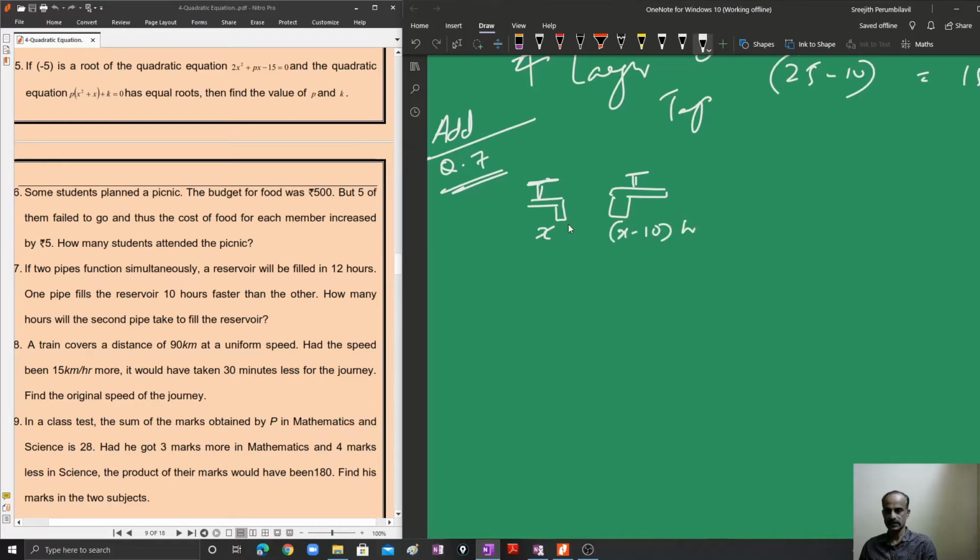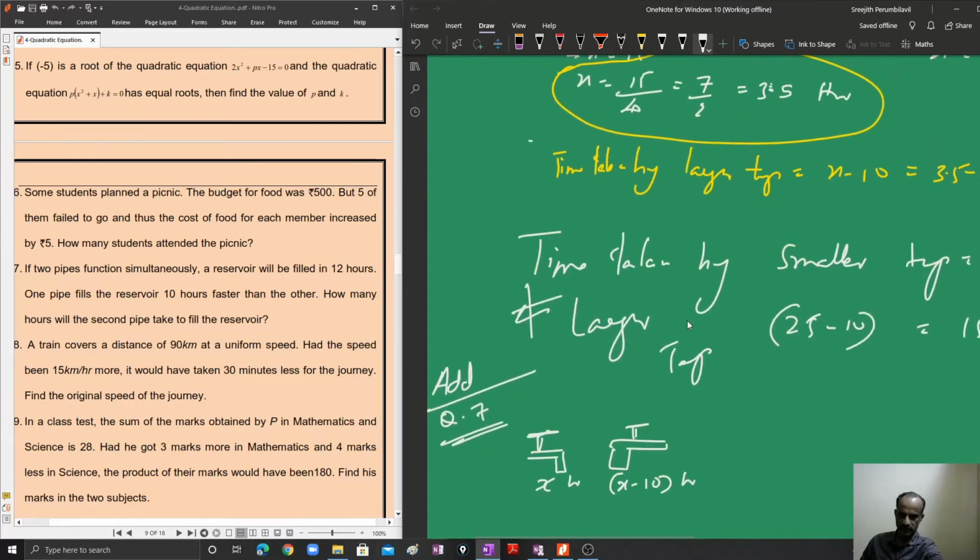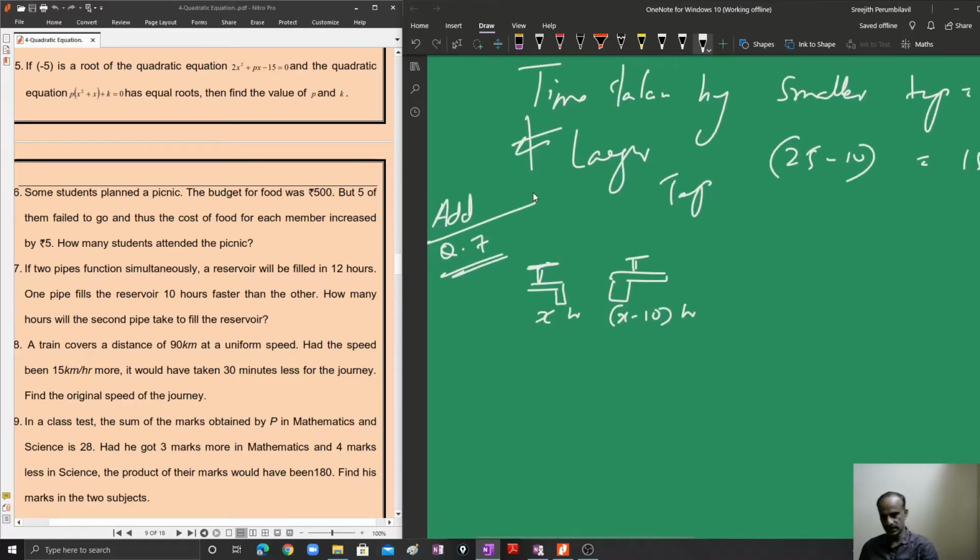Okay, I will come back to the question again. Two pipes simultaneously fill a reservoir in 12 hours. One pipe fills the reservoir 10 hours faster than the other. Faster means it will take less time, not more time. How many hours will the second pipe take to fill the reservoir? Same as the previous question. So we have to find x. What is the total time taken by both the pipes together?